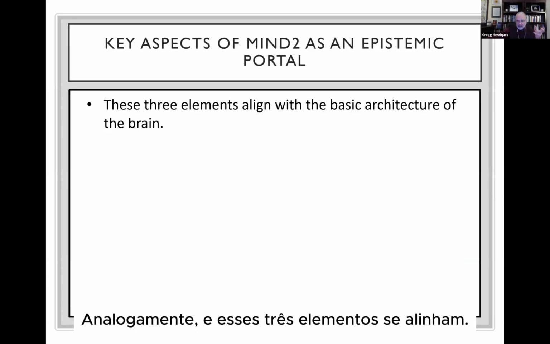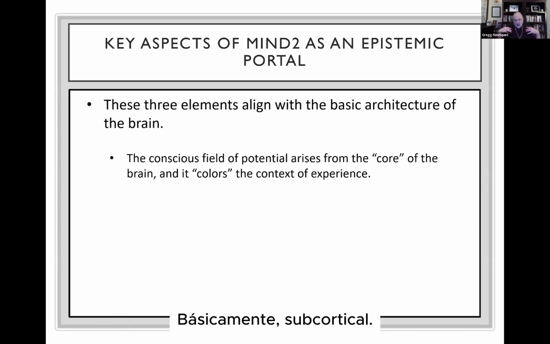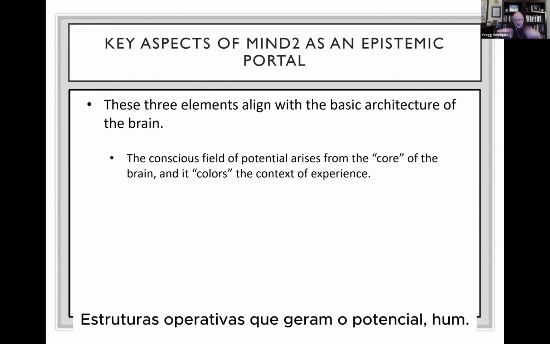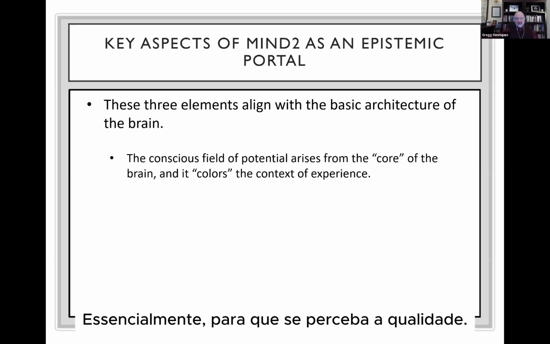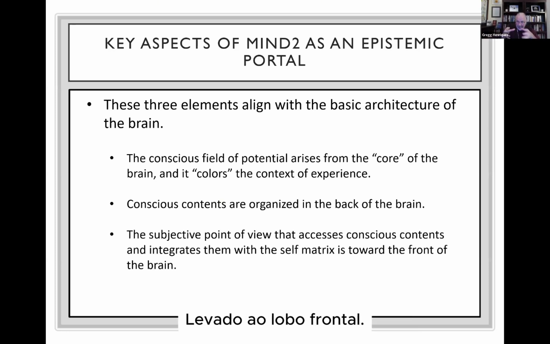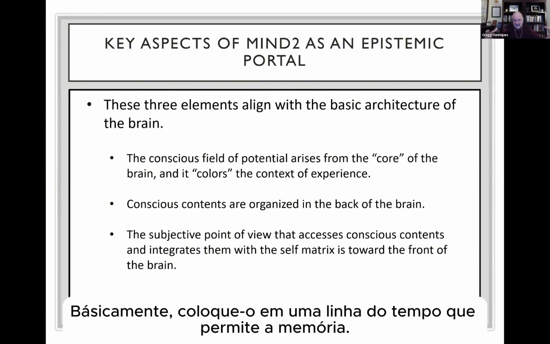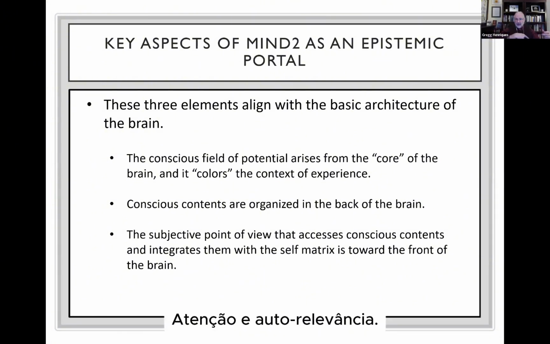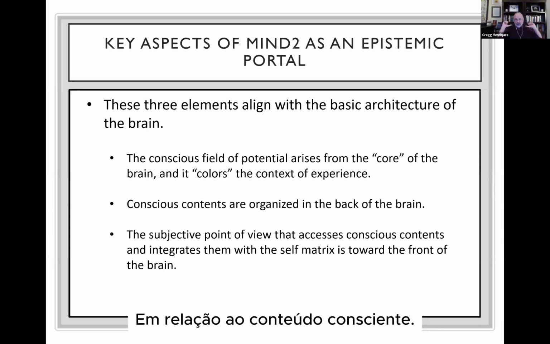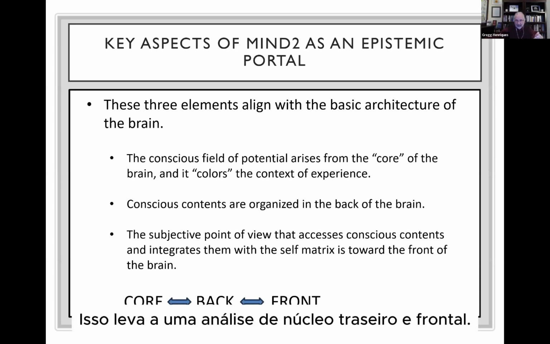analogous to. And these three elements do align, that's what I was pointing to, in the brain, with a conscious field, basically subcortical operative structures that give rise to the potential for essentially qualia to be perceived, and then a cortical structure at the back of the brain that's going to integrate perceptual content, and then that perceptual content can be pulled into the frontal lobe, which is for planning and inhibition across what's relevant either to a task or to a self. In other words, basically put it on a timeline that affords memory, attention, and self-relevance, which is essentially the global workspace in relationship to the conscious contents. This gives rise to a core back front analysis.